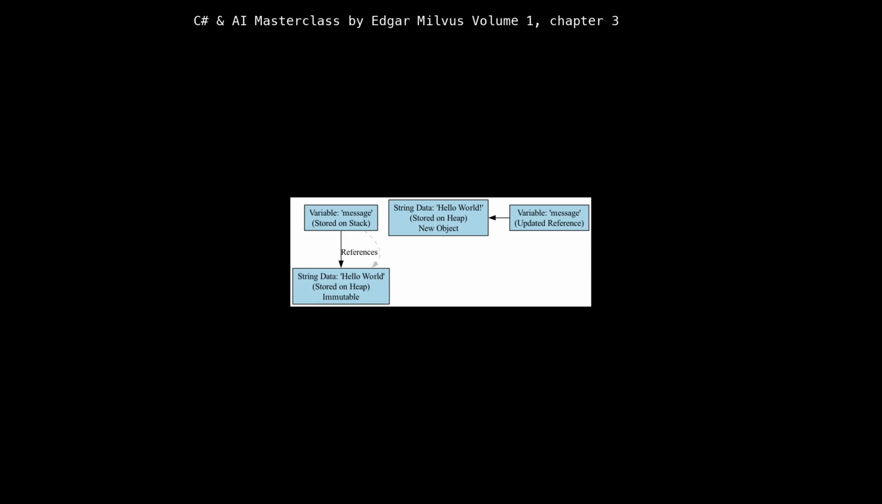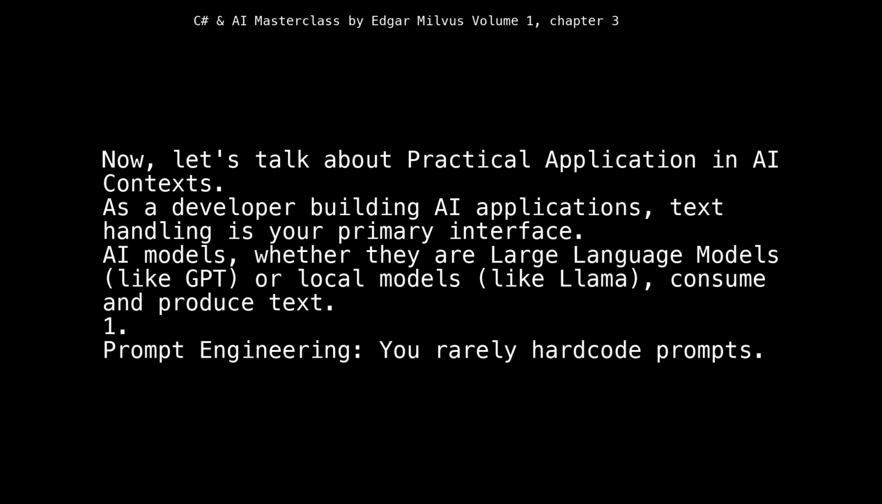A diagram showing a variable name on the left pointing to a memory address, which in turn points to a distinct object in the heap containing immutable text data. Now, let's talk about practical application in AI contexts. As a developer building AI applications, text handling is your primary interface. AI models, whether they are large language models, like GPT, or local models, like Llama, consume and produce text.